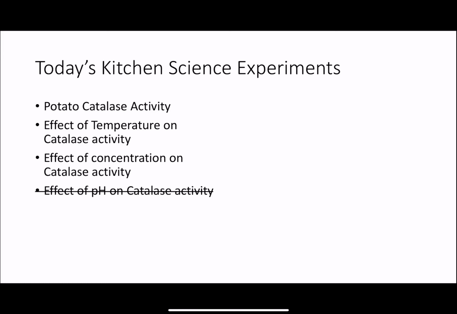The potato catalase is essentially just potato pulp. It's just chopped up potatoes and water. And this releases the catalase. And then you can use regular hydrogen peroxide from your first aid kit to test what exactly happens.